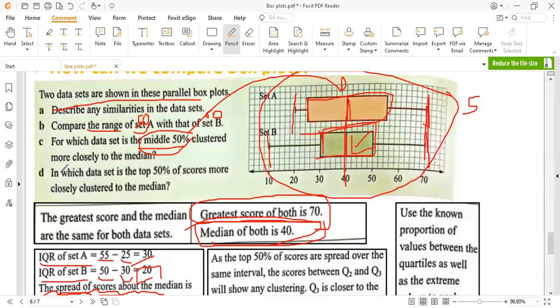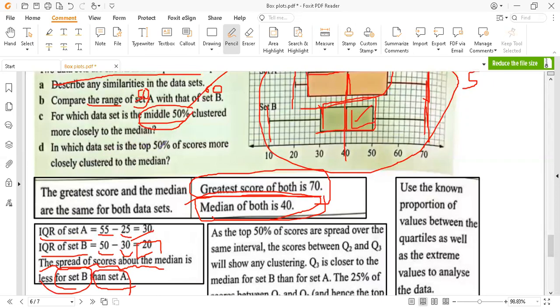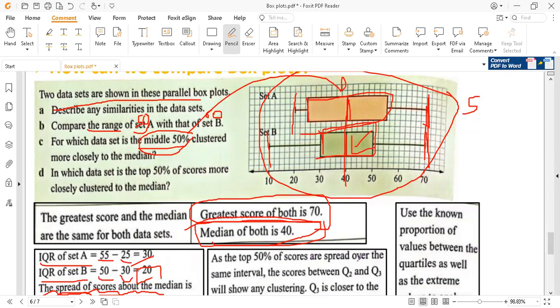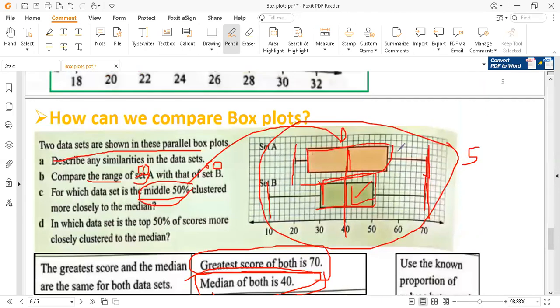Good. Moving on to the last one: in which data set are the top 50% of scores more closely clustered to the median? The top 50% of scores are spread over the same interval, so the scores between Q2 and Q3 will show any clustering. Q3 is closer to the median for set B. We know that Q3 here is more closely to the median.